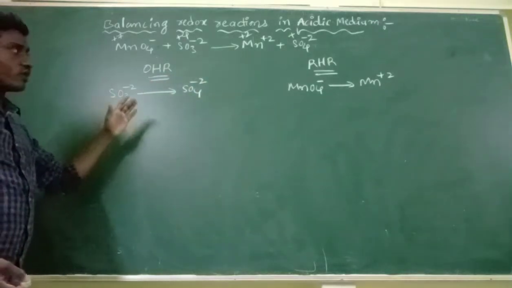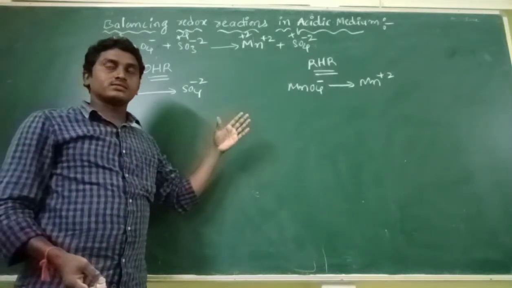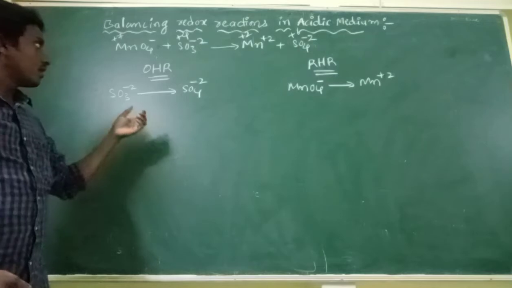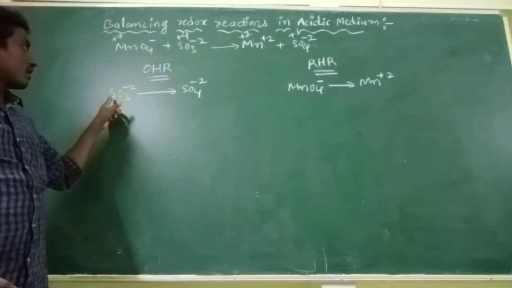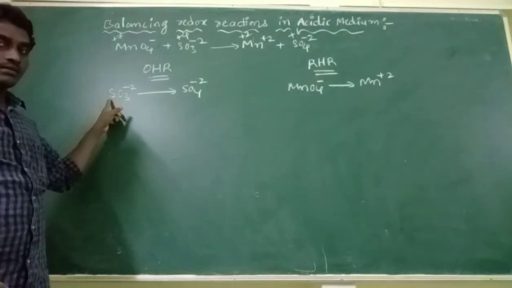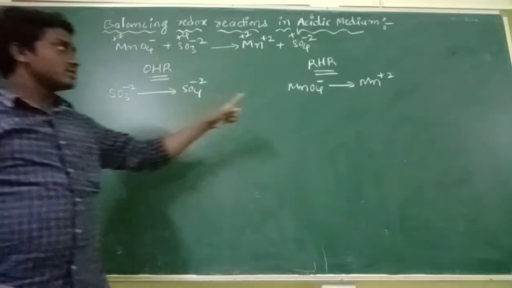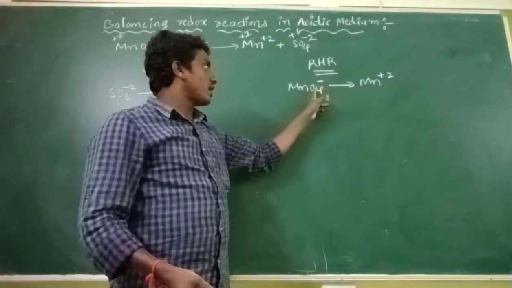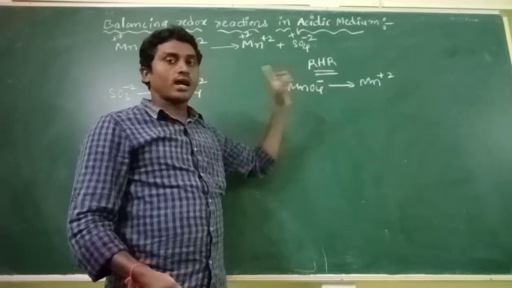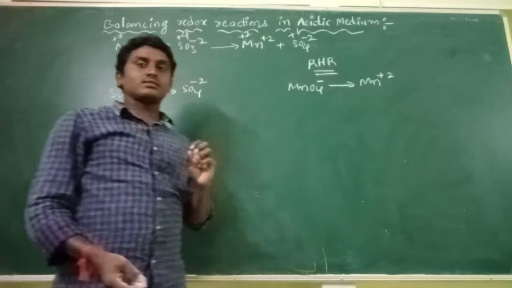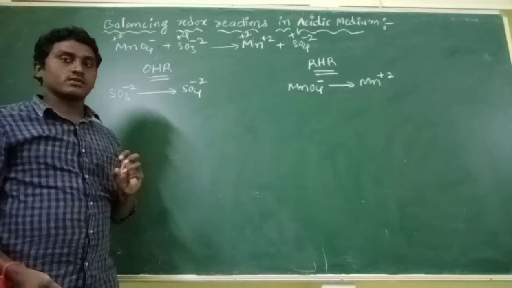In the first step we have to balance the other atoms. Other atoms, remember, means other than oxygen and hydrogen. For example, here other than oxygen and hydrogen, sulfur is present. So here the other atom is sulfur. In this reduction reaction, other than hydrogen and oxygen, manganese is present. Here manganese is the other atom. First we have to balance the other atoms by multiplying with a suitable coefficient.